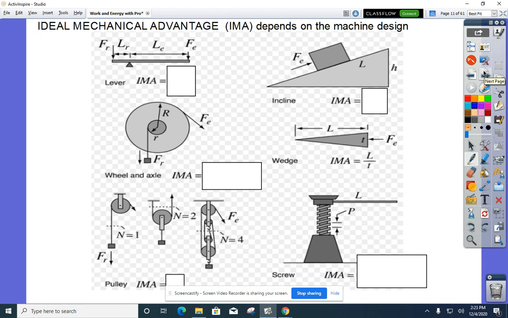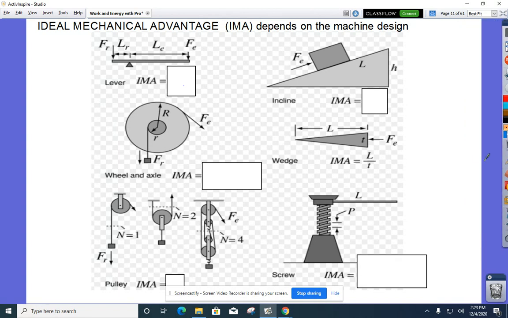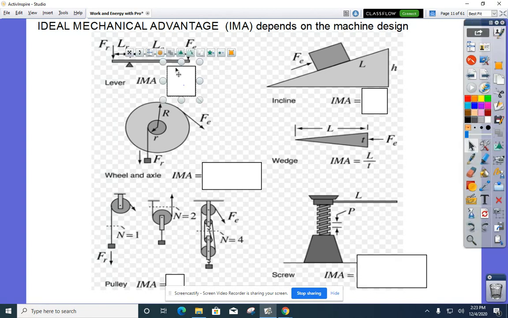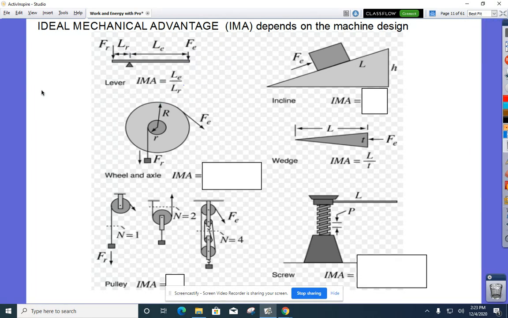The IMA is something that can be obtained just by looking at the machine itself. Of course, the AMA depends on just how much friction is acting there, but the IMA is a function only of the machine and the machine design. So let's take a look at the common lever. If I wanted to determine the IMA of a lever, it's really just a ratio of the effort length to the resistance length. So I can actually just look at a lever and look at where that fulcrum is to get the IMA.